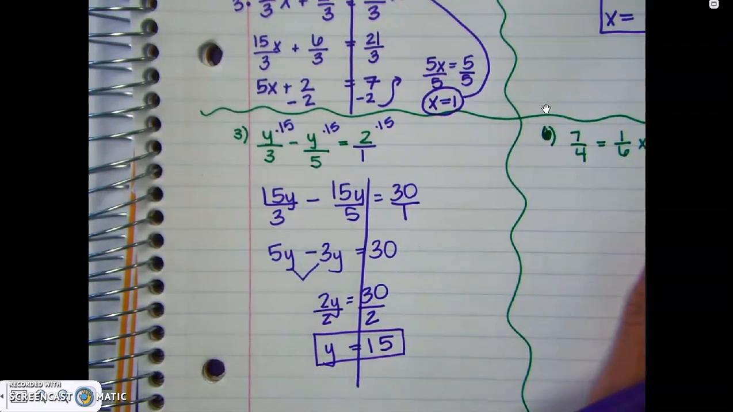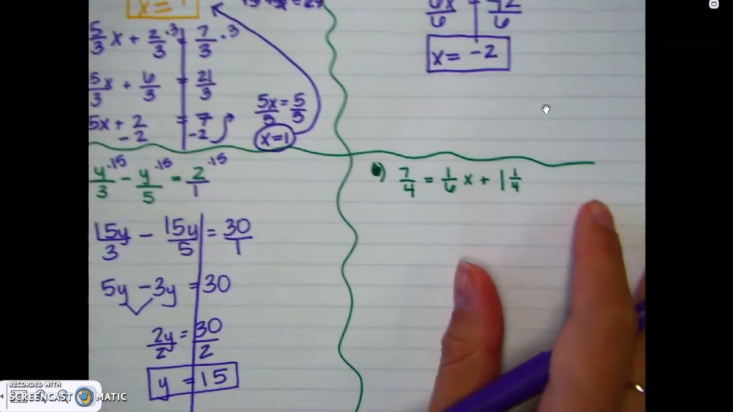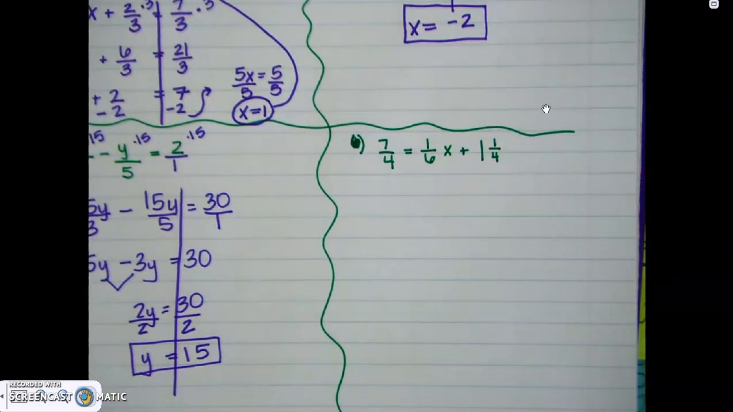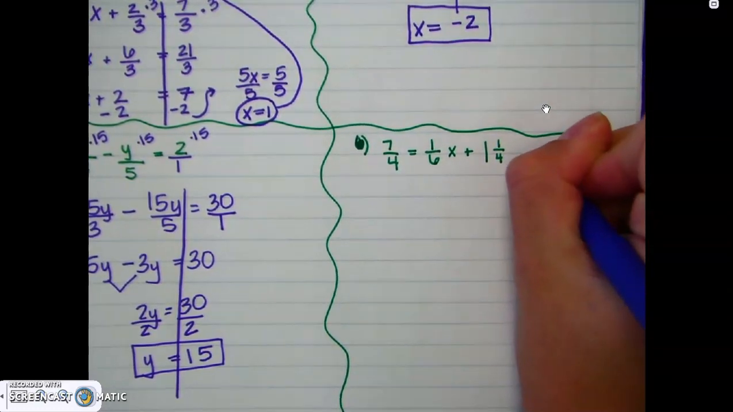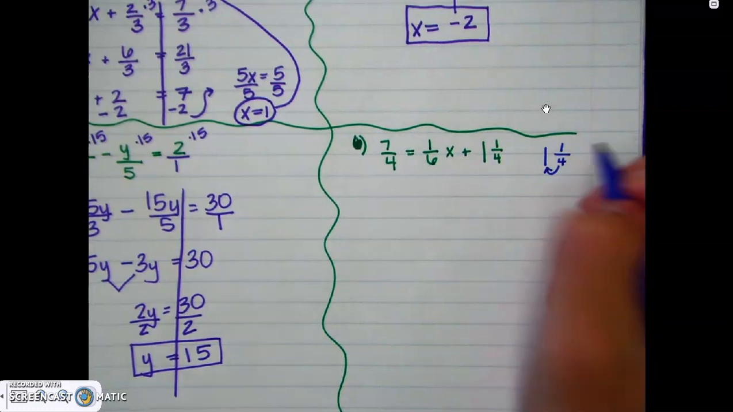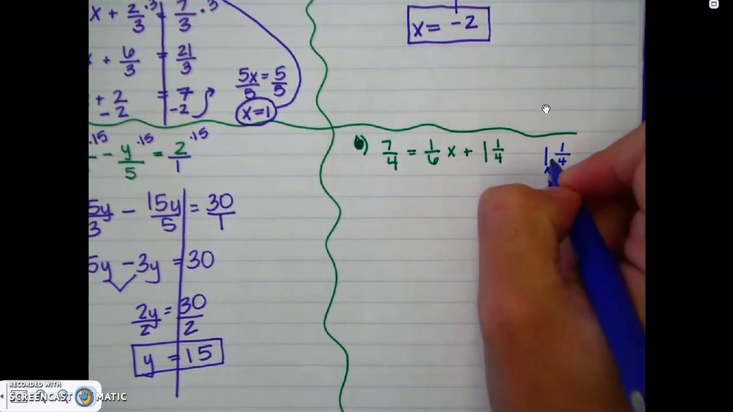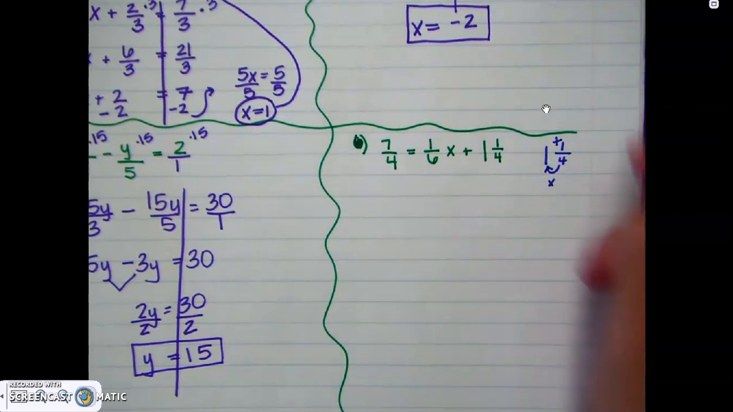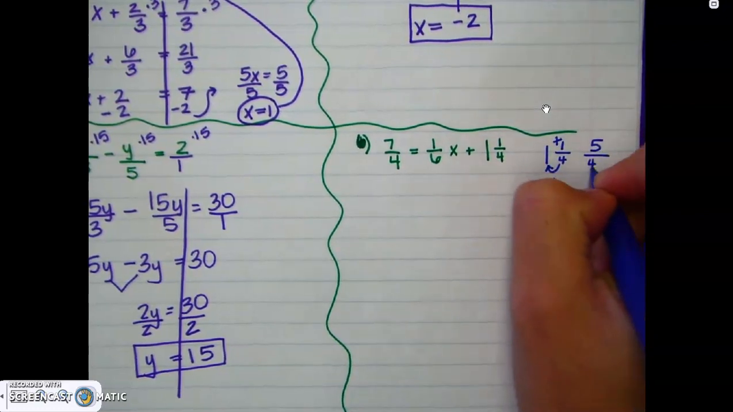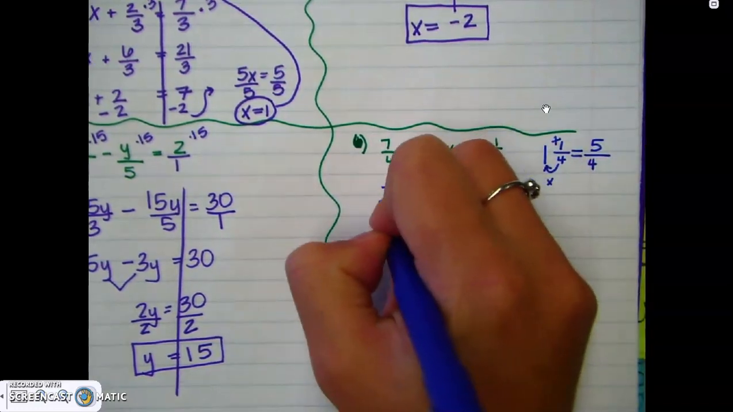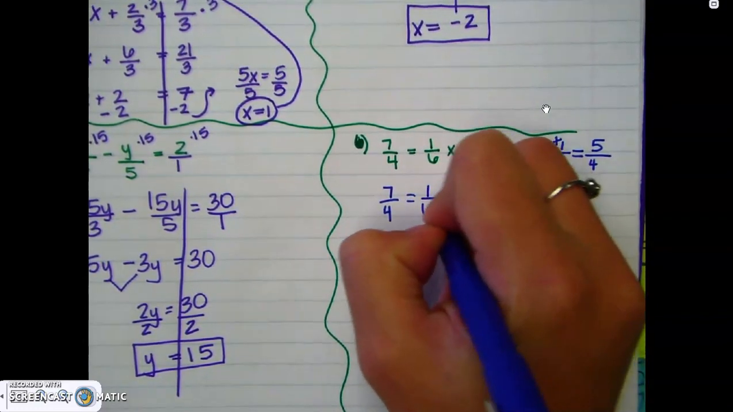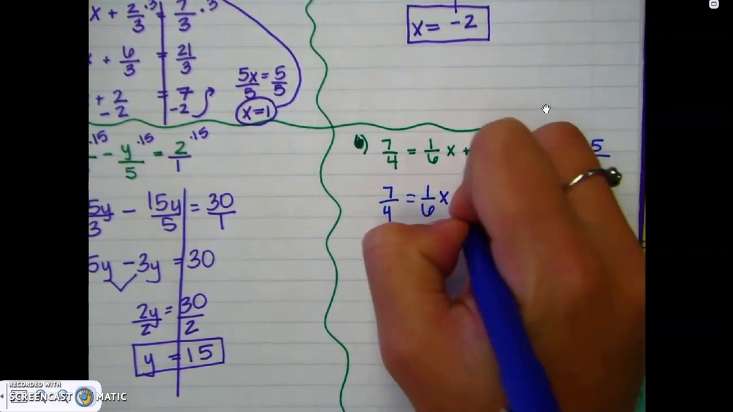Okay, and then finally I'm going to show you one more. So what happens if you have a mixed fraction? Well, the first thing I'm going to do is change the mixed fraction to an improper fraction. So if you remember how to do that, you take your mixed fraction and you do the denominator times the whole number, which is just 4 times 1, which is just 4, and then you add that numerator. So it's really just 5 over 4. That is the improper fraction of that. So I'm just going to rewrite this, replacing that mixed fraction with an improper fraction.